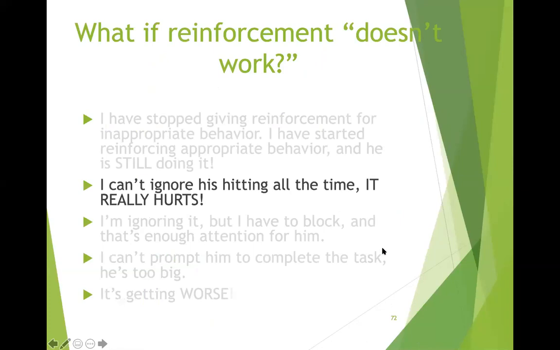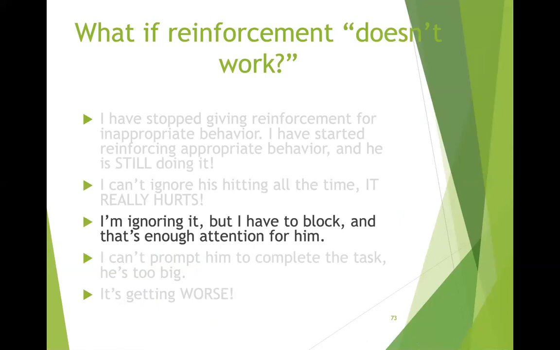All right, so what if reinforcement doesn't work and you're saying, I can't ignore his hitting all the time, it really hurts? Well, first thing we can do is remove ourselves from the room if it is for attention, but also watch where you're placing yourself. So maybe stand behind the individual when presenting a demand if it's due to an instruction that you're giving. Or if you need to take a break, just make sure that you're always coming back to the original instruction if it is to escape or avoid.